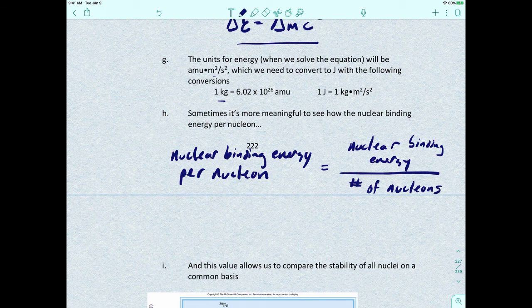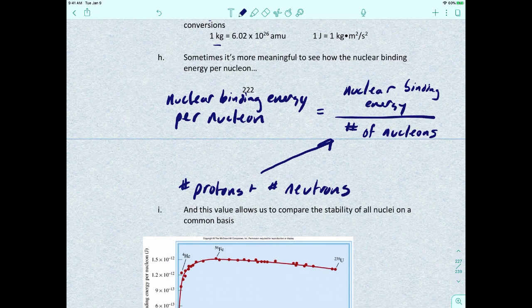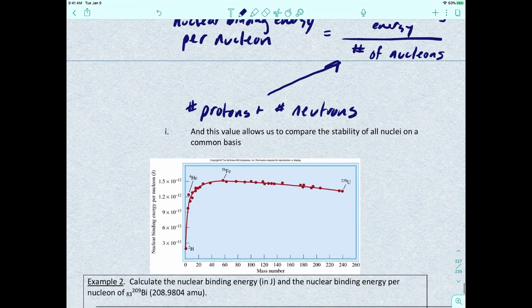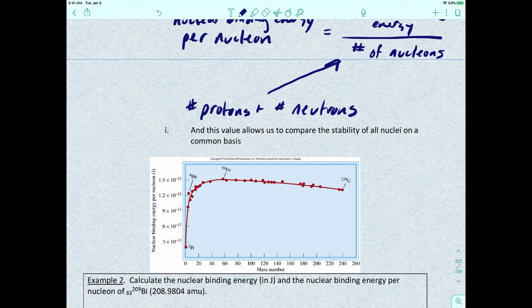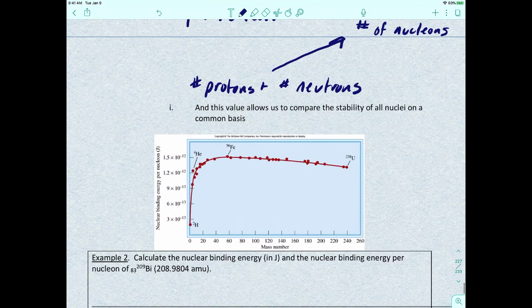Now, the number of nucleons is the number of protons plus the number of neutrons. And this value allows us to compare the stability of all nuclei on a common basis. What we're looking at on this graph is that as the mass number goes up on the x-axis, we're looking at nuclear binding energy, and so this gives us another form of that belt of stability.